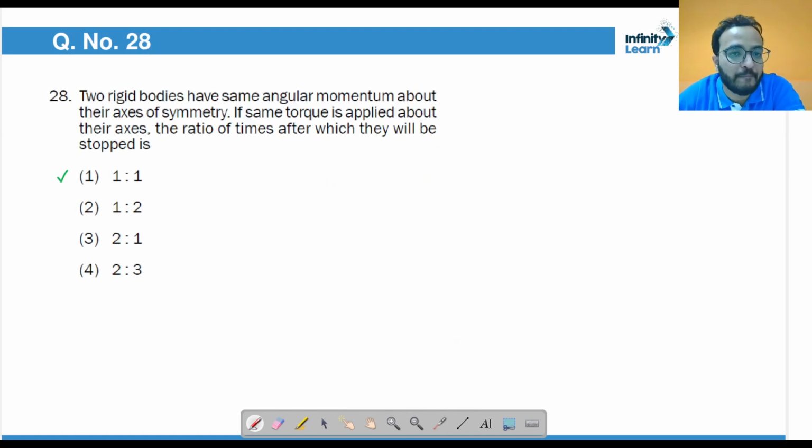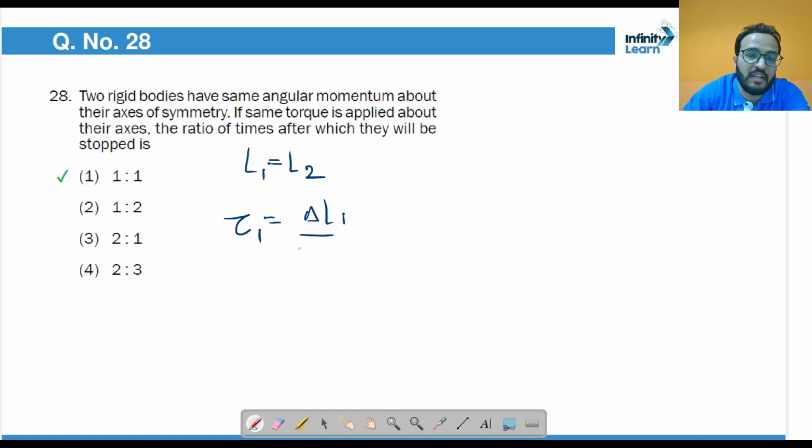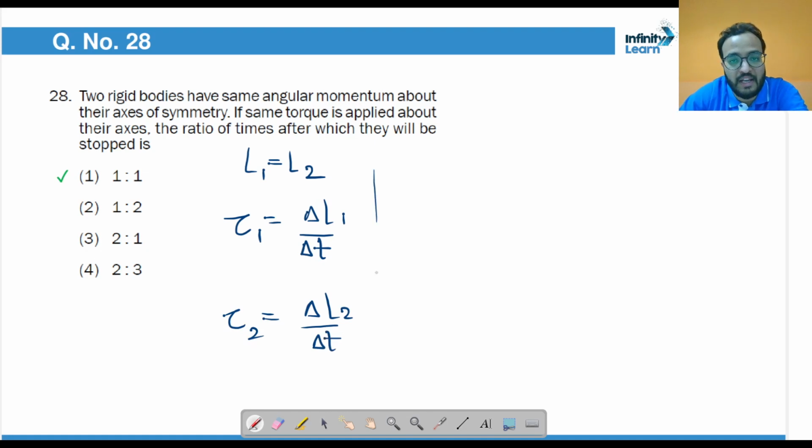Question number 28. Two rigid bodies have the same angular momentum. That means L1 equals L2. If the same torque is applied, tau 1 is equal to delta L1 upon delta t, tau 2 will be equal to delta L2 upon delta t. If they have the same angular momentum and the torques are also the same, the time will also be the same. So the first option is correct.